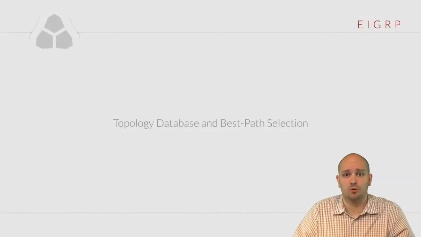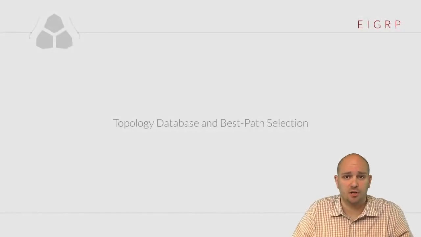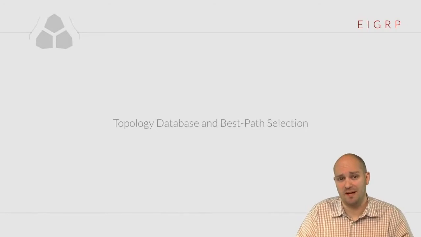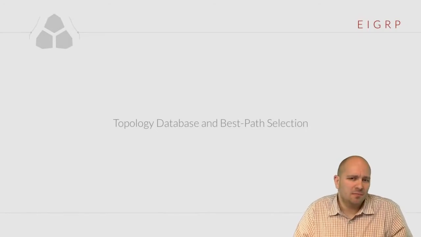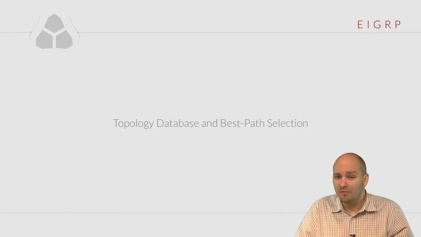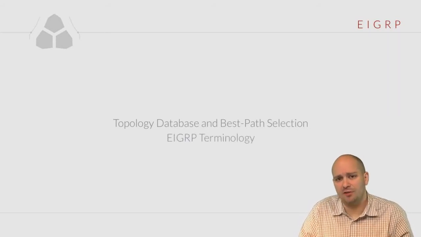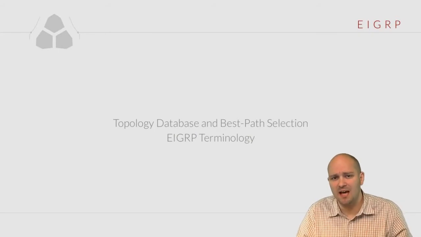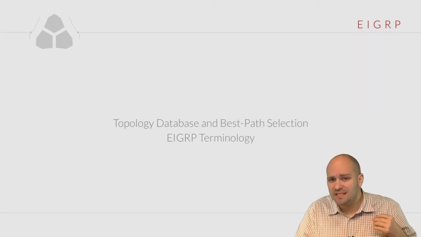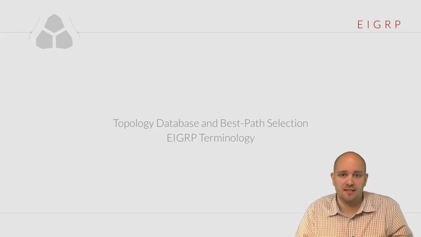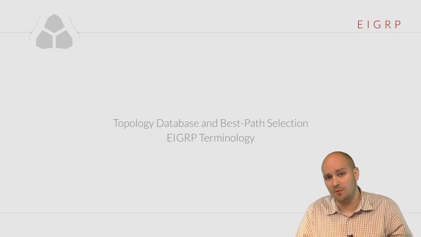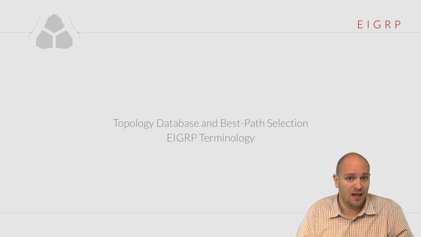The time has come now to talk about the EIGRP topology database and the best path selection. But as you are probably used to by now, before I can do that, I have to talk about one other thing. And that other thing is specific EIGRP terminology, specific names for certain things that EIGRP is using that pretty much no other routing protocol does.